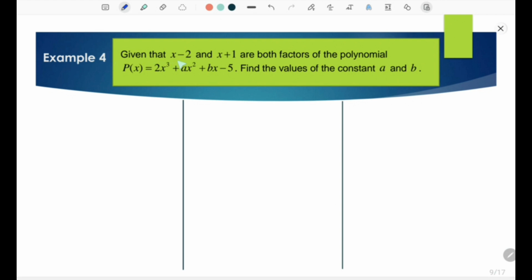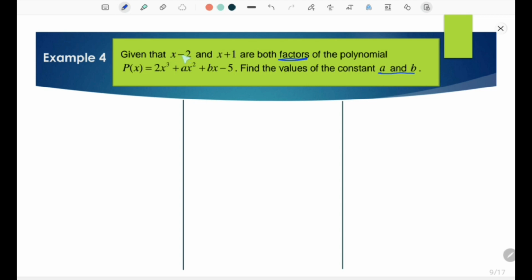Example 4. Given that x minus 2 and x plus 1 are both factors of the polynomial p(x) equals 2x cubed plus ax squared plus bx minus 5, find the values of the constants a and b. In order to find the values of a and b, we need to form at least two equations. So we will consider the information that x minus 2 and x plus 1 are factors of p(x). If a linear term is a factor of p(x), then the remainder will be 0.